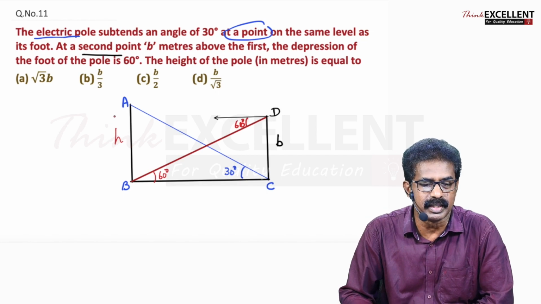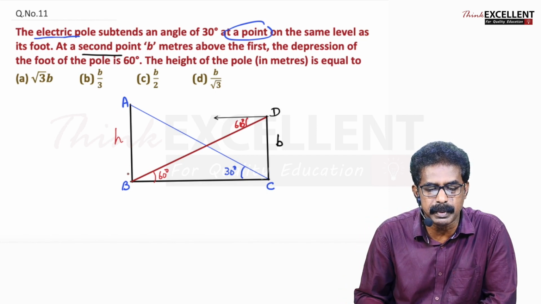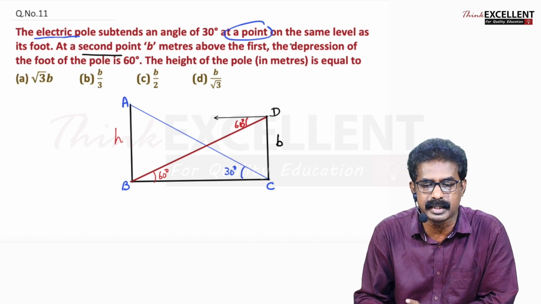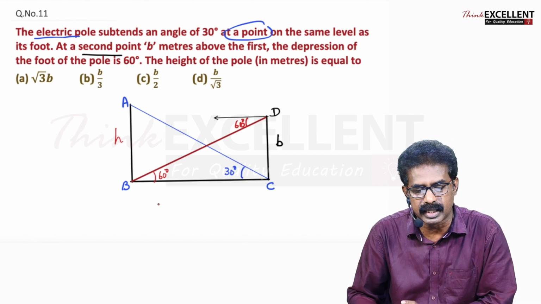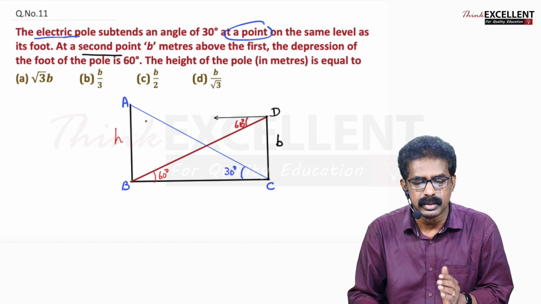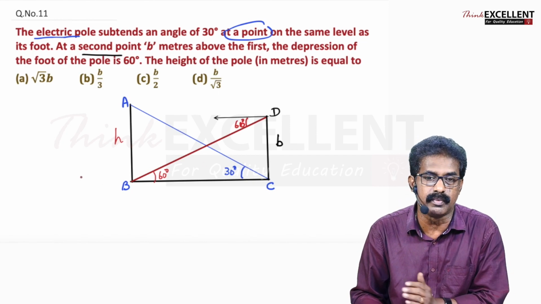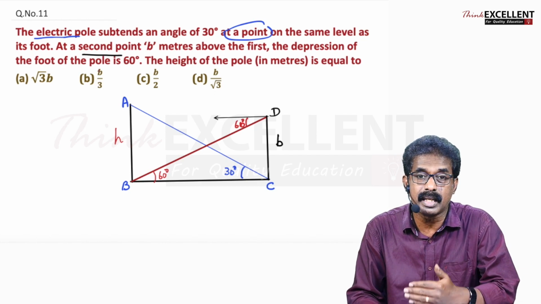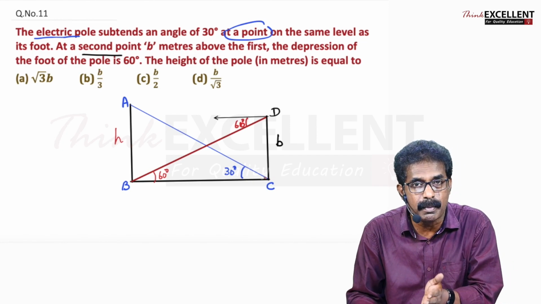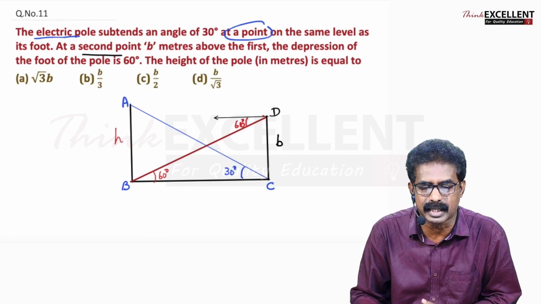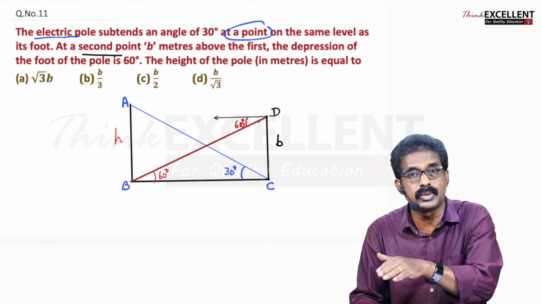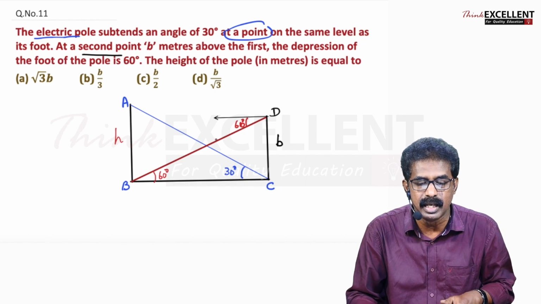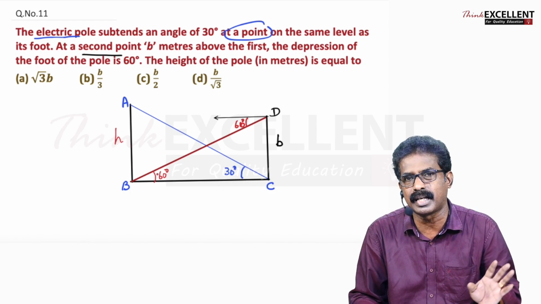Read the question again, you can understand very easily. The electric pole, that is AB, subtends an angle 30 degree at a point on the same level as its foot, that is in the ground. So C is a point on the ground. So this pole AB subtends an angle 30 degree with that first point C. Now, at a second point, B meter above the first. First point is C. From that, B meter above, right? There is a second point D. From there you are looking at the foot of the pole at an angle of depression 60 degree, alternate angles are equal. This is a diagram. Once you get the diagram, you can do the sum very easily.